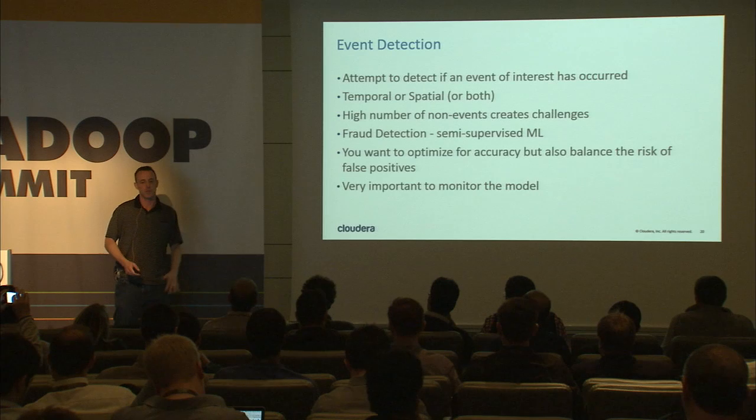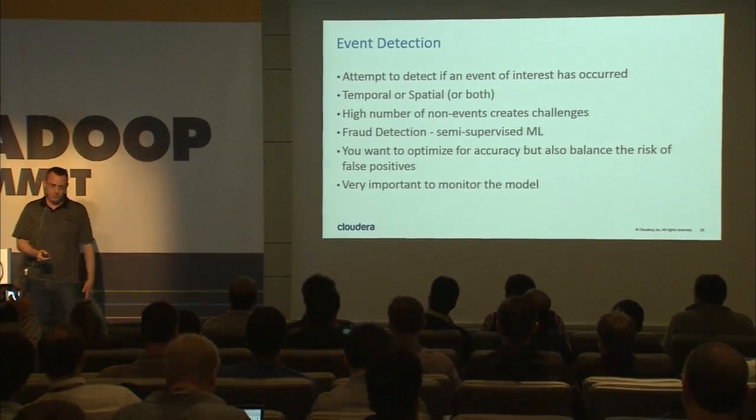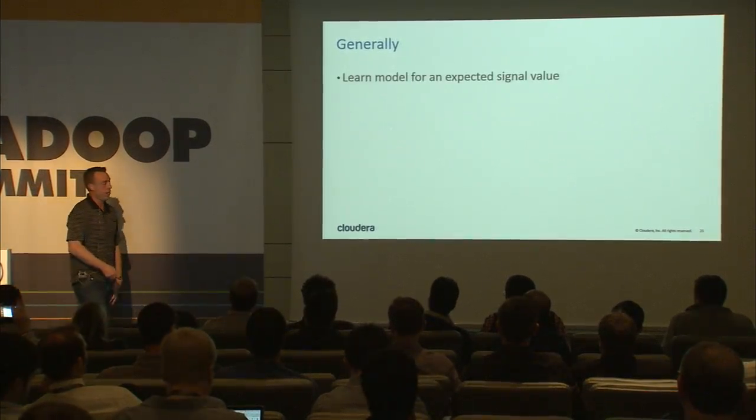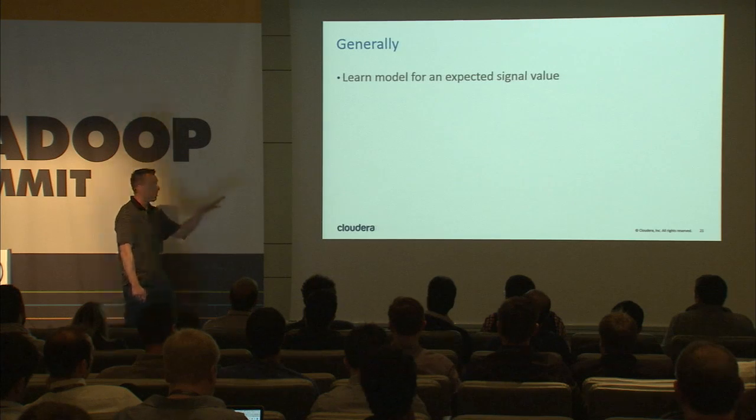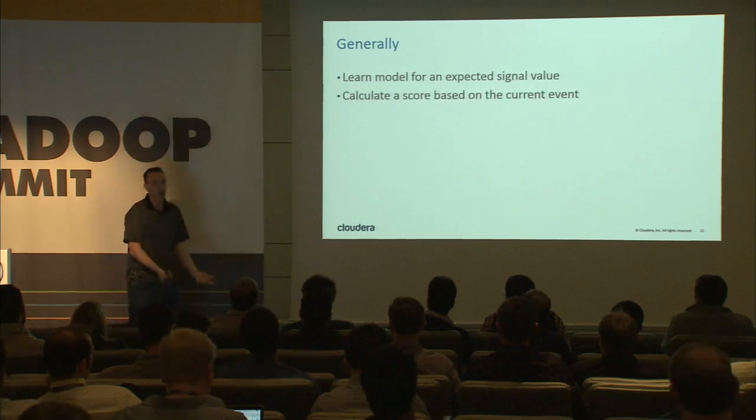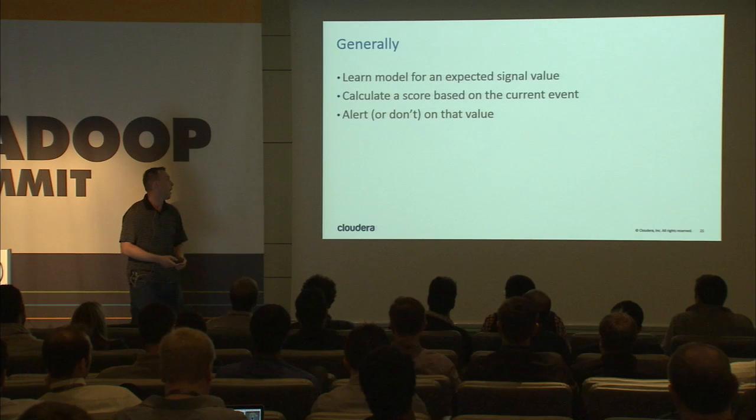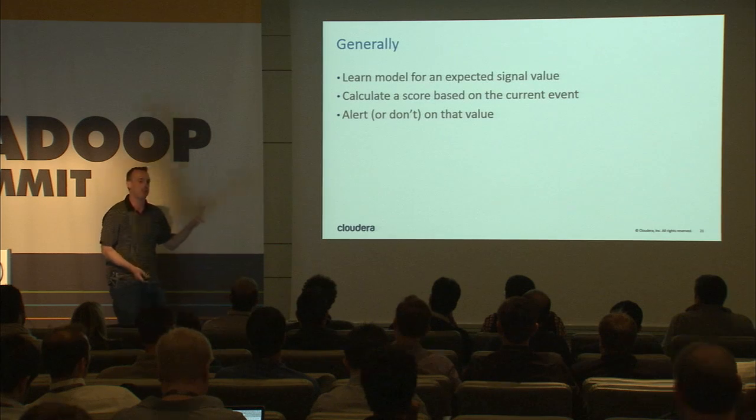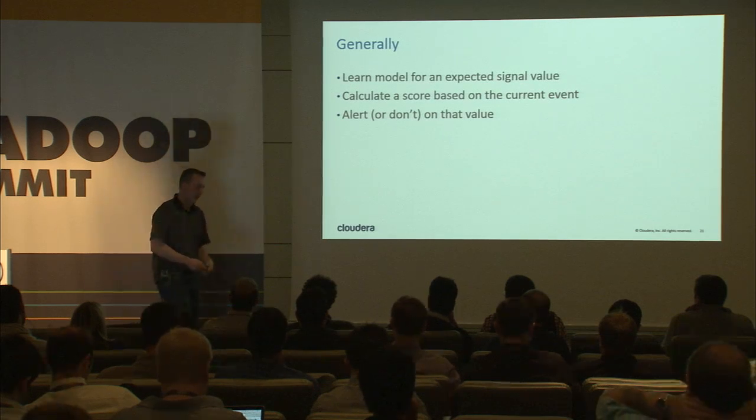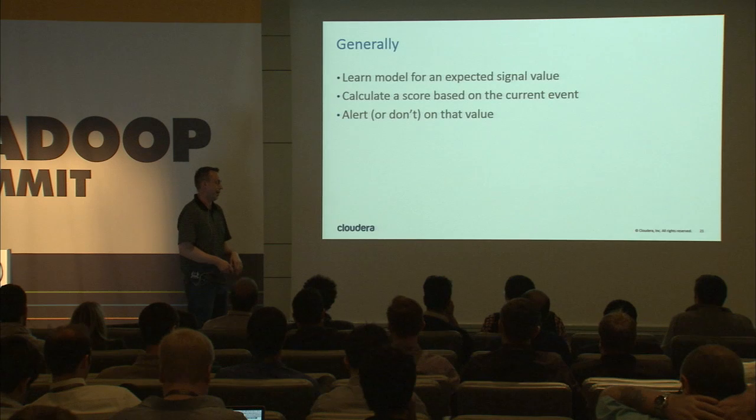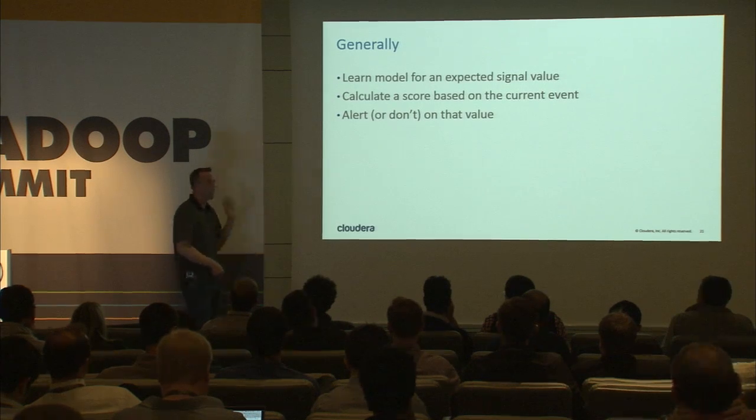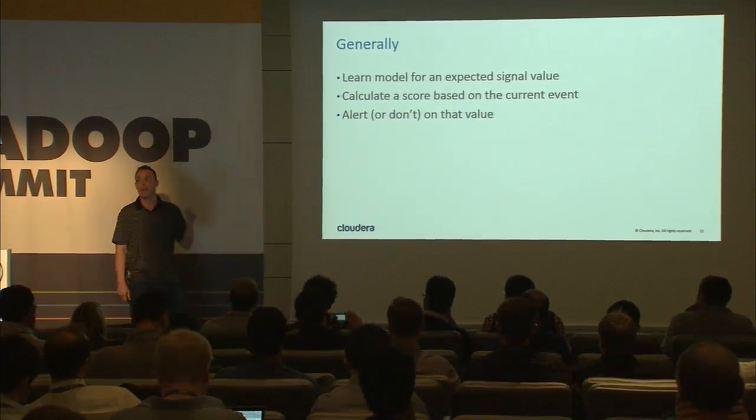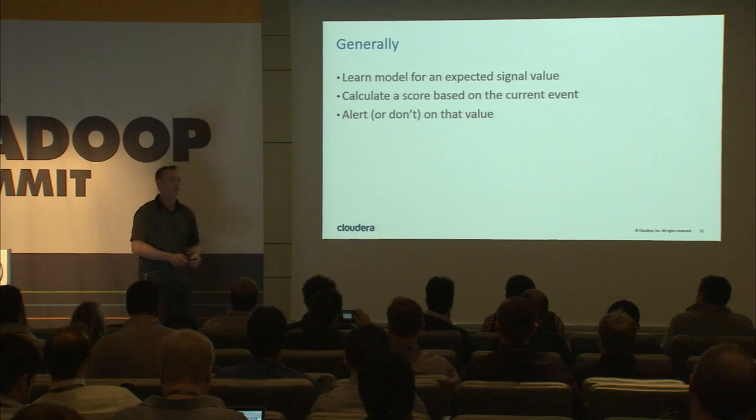Making sense so far? So, generally speaking, we learn the model for some expected signal value, calculate a score based on that event, and either alert or don't on the event. But generally speaking, we'll send back the score to the source system, and then it has rules for exactly what constitutes a declined transaction. But most of the time, what we're doing is flagging potentially fraudulent events. Pretty simple, right?